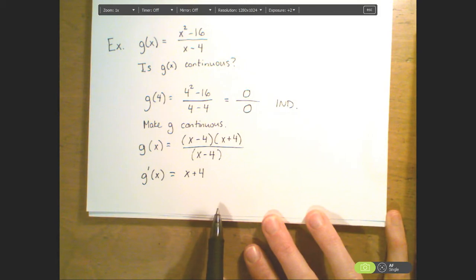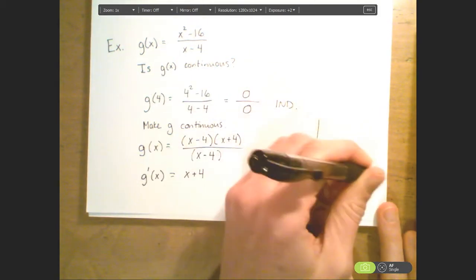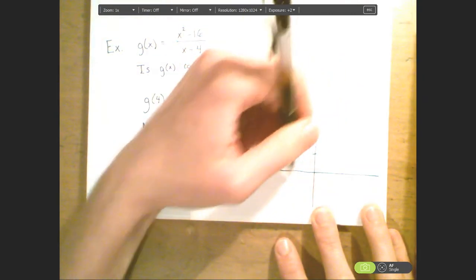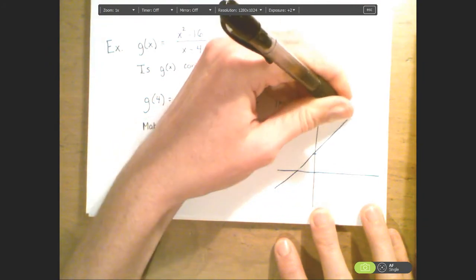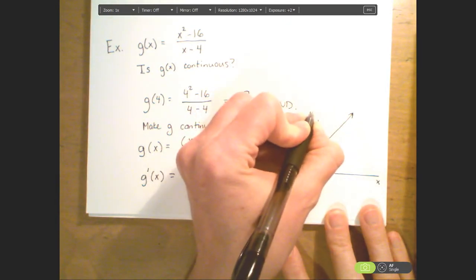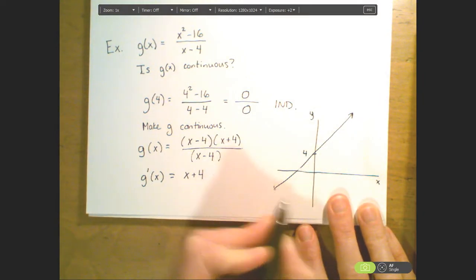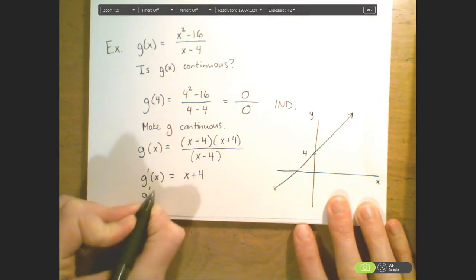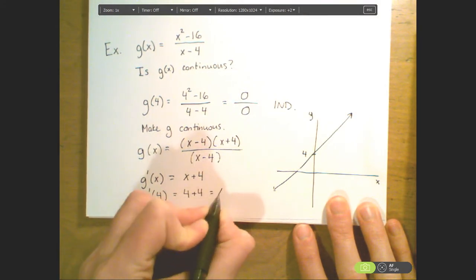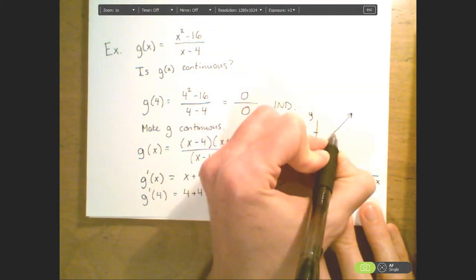So this is telling me if I remove this hole, I'm left with the boring linear function, x plus 4. And what does that function look like? That's just a straight line. That tells us that our original function, g of x, is the line that goes through 4 and has slope 1. And I could graph this on my calculator. If I plug 4 into my g prime function, I get 4 plus 4, which is equal to 8. So the point is 4, 8.